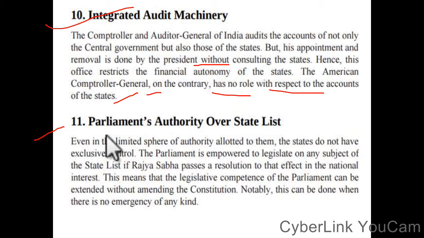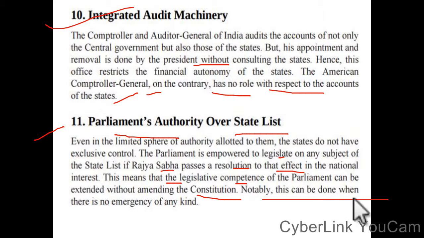Parliamentary authority over the state list. Even in the limited sphere of authority allotted to them, the states do not have exclusive control. The Parliament is empowered to legislate on any subject of the state list if the Rajya Sabha passes a resolution to that effect in the national interest. This means that the legislative competence of the Parliament can be extended without amending the Constitution. Notably, this can be done when there is no emergency of any kind.